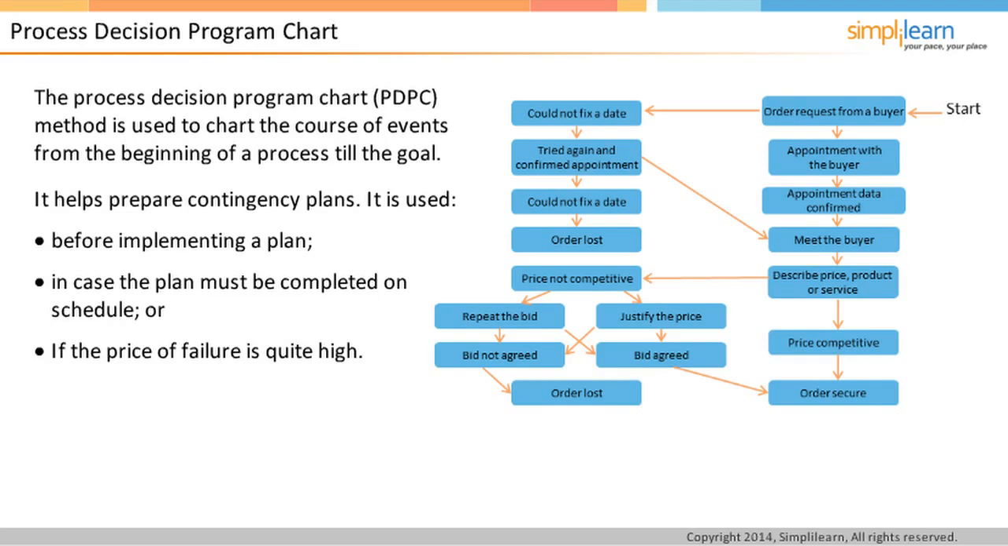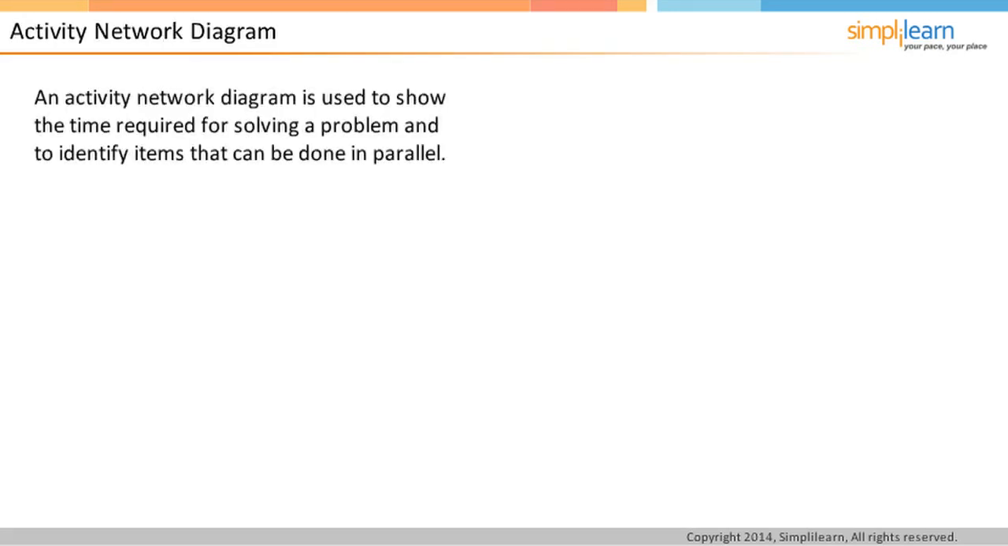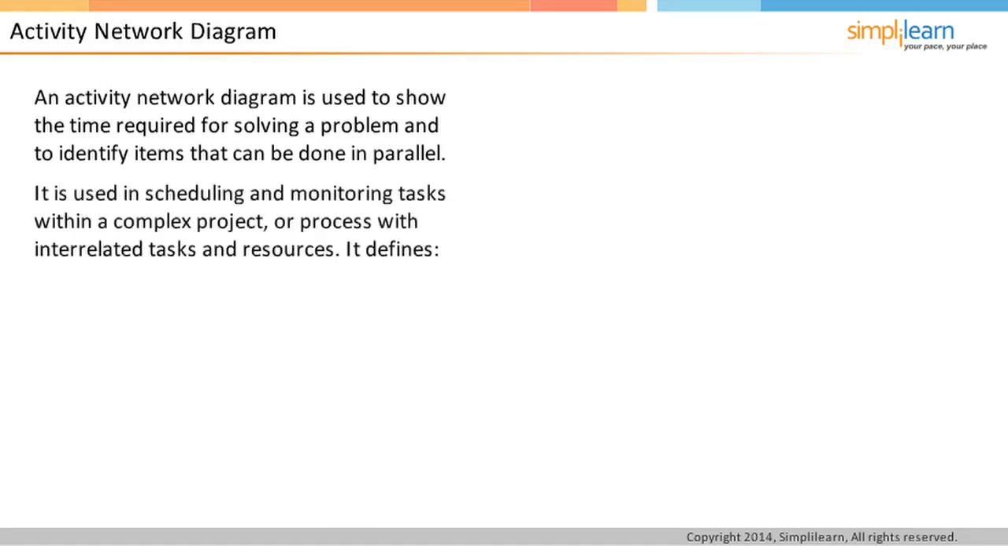An activity network diagram is used to show the time required for solving a problem and to identify items that can be done in parallel. It is used in scheduling and monitoring tasks within a complex project or process with interrelated tasks and resources. Moreover, it is also used when you know the steps of the project or process, their sequence, and the time taken by each of the steps involved.